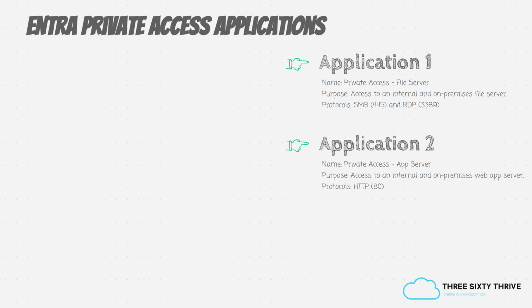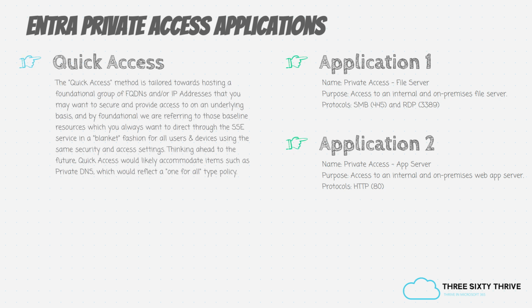This means that Application 1 will provide access to ports 445 and 3389, whereas Application 2 will provide access to port 80. And just before we delve any further, it's important to note that there are two options available to publish access to internal resources, one being via the Quick Access function and the other being via the Enterprise Applications function. The Quick Access method is tailored towards hosting a foundational group of fully qualified domain names and/or IP addresses that you may want to secure and provide access to on an underlying basis, and by foundational, we are referring to those baseline resources which you always want to direct through the SSE service in a blanket fashion for all users and devices using the same security and access settings.